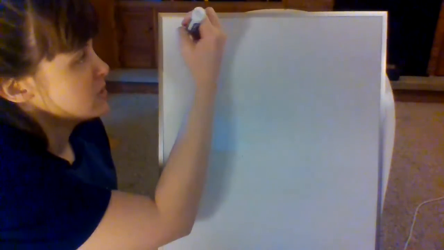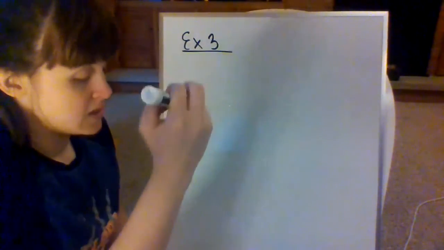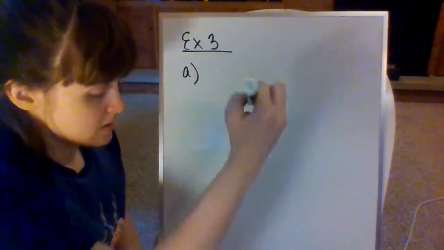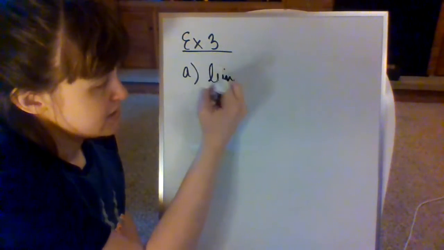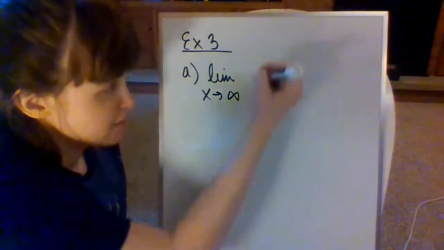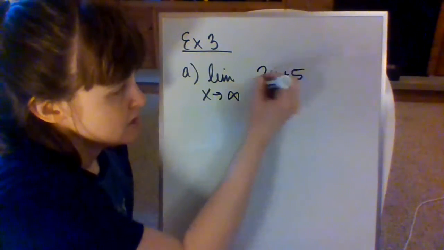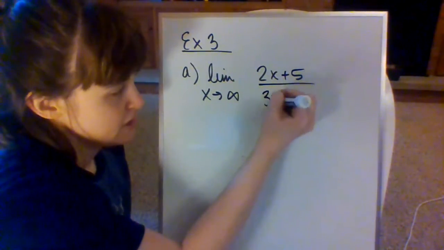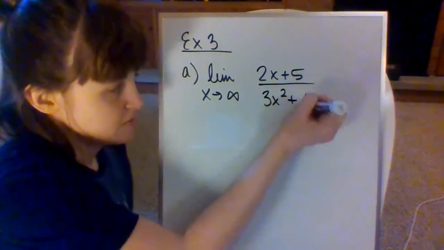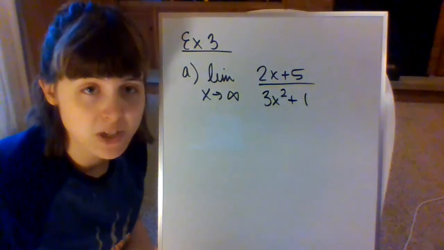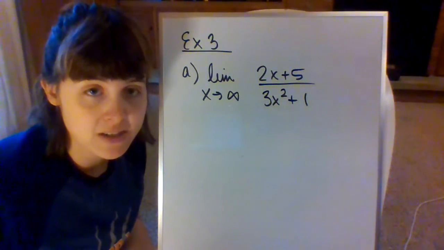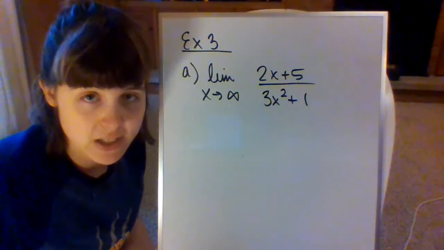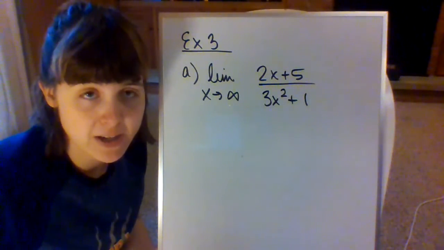Now on example 3, we're going to have 3 parts. We're going to find each limit. Here we go. Find the limit as x approaches infinity of 2x plus 5 over 3x squared plus 1. What is the highest power of x in that fraction? I think it's x squared. So we're going to divide every term by x squared and see what happens.